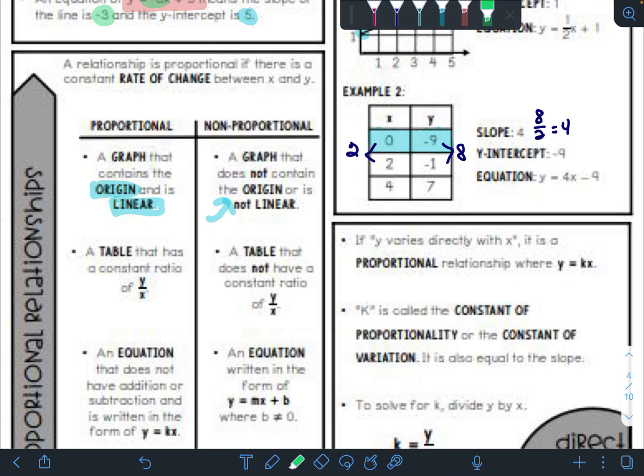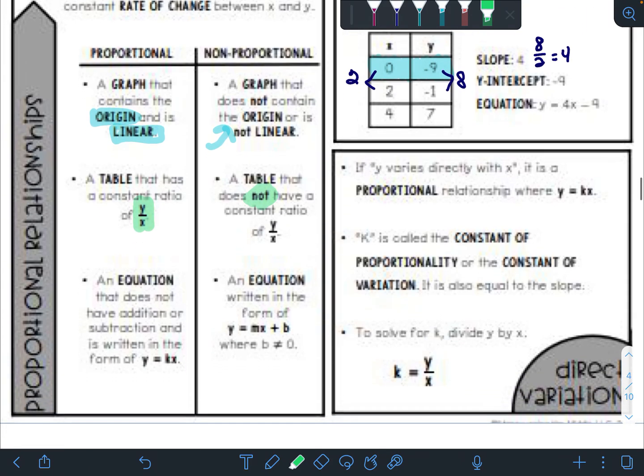In a table, we can try y divided by x, and if we get the same ratio every time we do y divided by x, we know that it is a proportional situation. If we do not get that every time, then it is non-proportional.